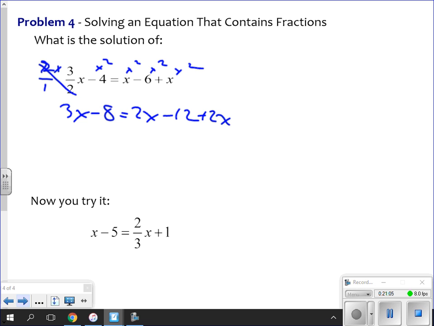Now, we've got a lot going on in this problem. We have variables on both sides, and we also have 2 variables on one side that we need to combine before we can move the variables to one side. You have to simplify one side as much as possible. So I have 3x minus 8 equals, combine my x's: 2x and 2x gives me 4x. 4x minus 12.